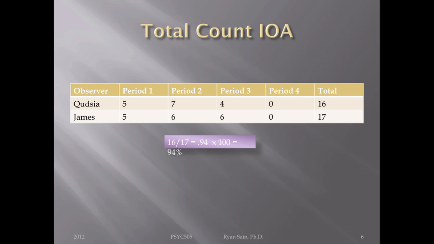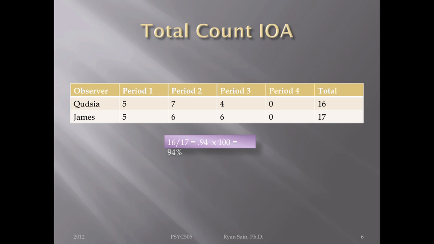Coetzee saw it 5 times during period 1, and James saw it 5 times during period 4. Nobody else saw it any other times. That's a big problem. The total count is going to tell you that it's 100% agreement, but it's not. They never actually agreed. Okay? So we have to worry about that.